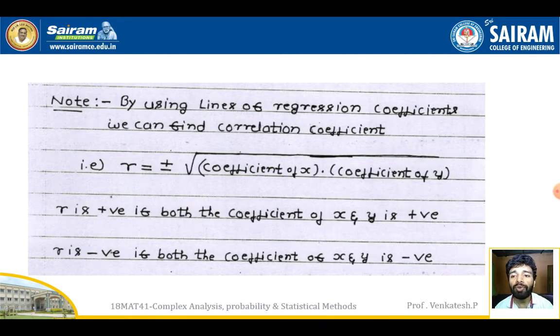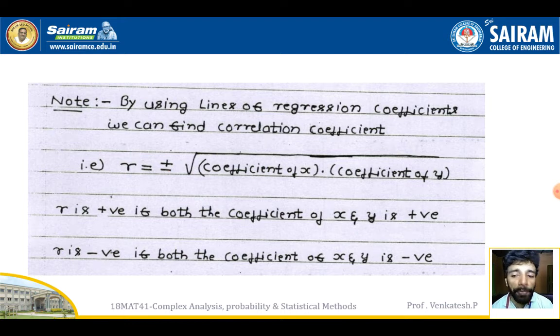Now we'll see how to estimate the correlation coefficient by using the lines of regression. The formula is r is equal to plus or minus square root of the coefficient of x into the coefficient of y. From the lines of regression, we have to take the values of the coefficient of x and the coefficient of y and replace them here to get the correlation coefficient value.